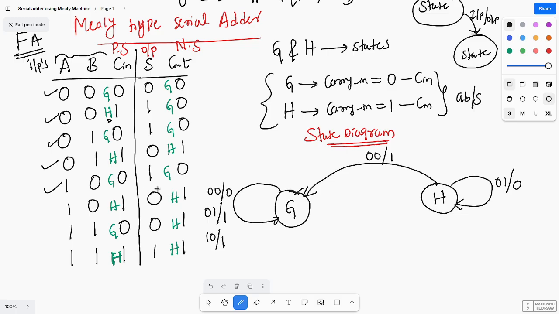It will be in the same state only. And what is the input? Input is 1, 0. Output is 0. Okay, this is over.